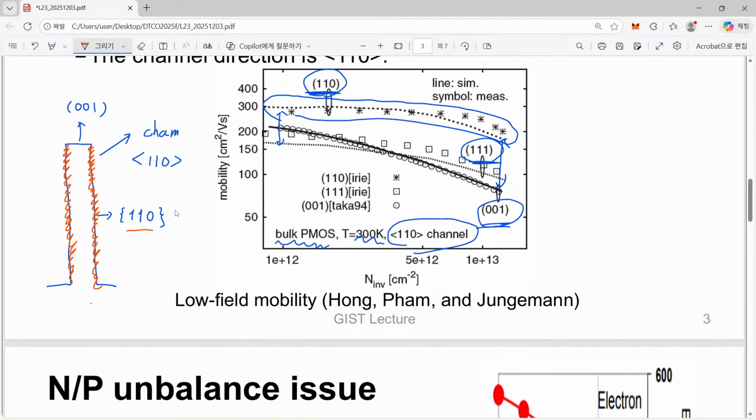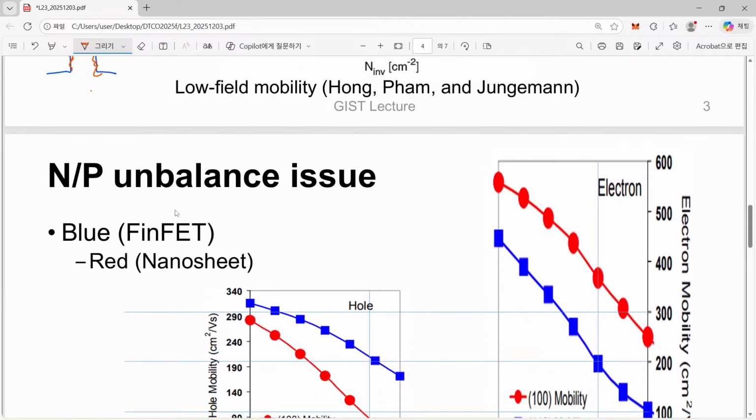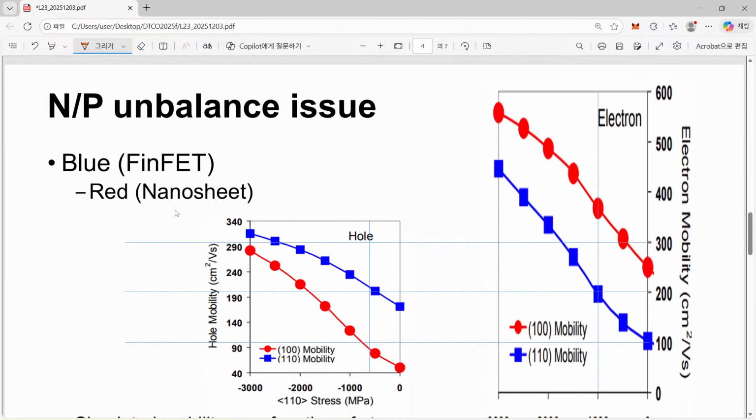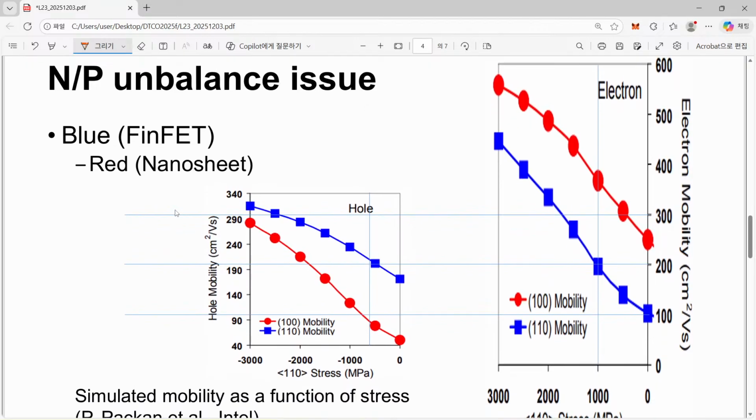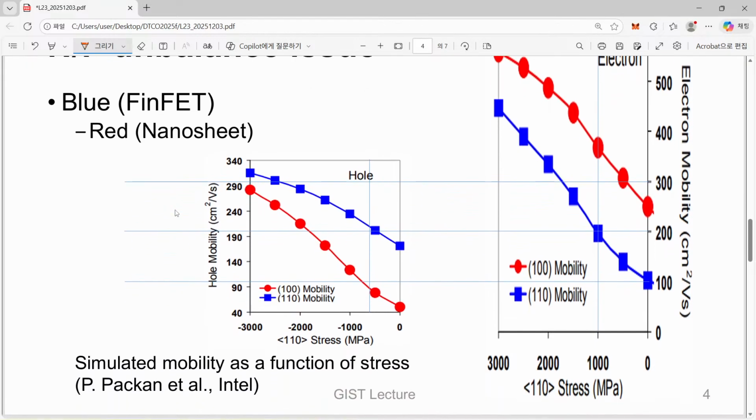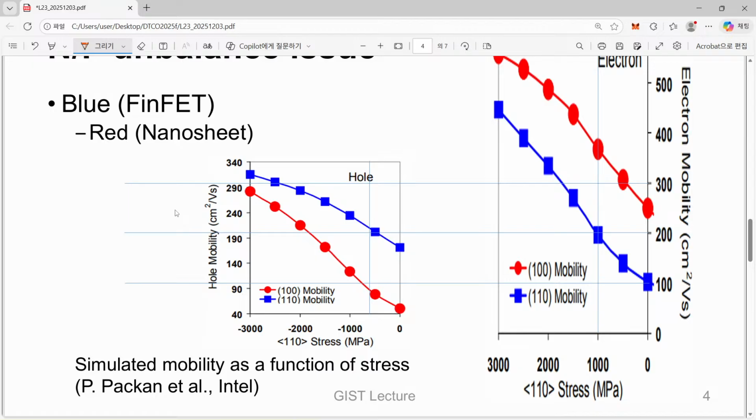Now please have a look at this slide. This slide is just a stretched version of an Intel paper. This paper was published around 2008 or 2009. At the time, we still didn't have FinFET.